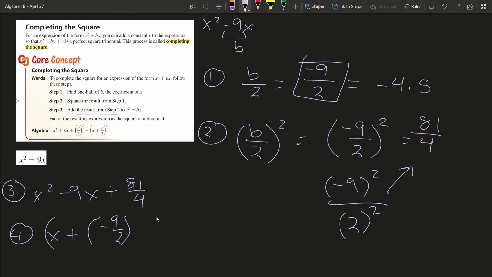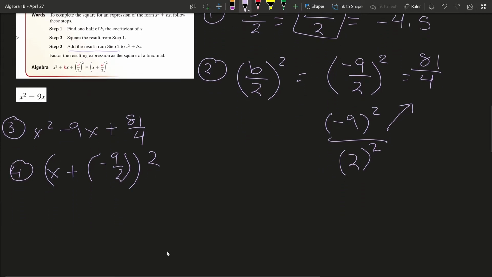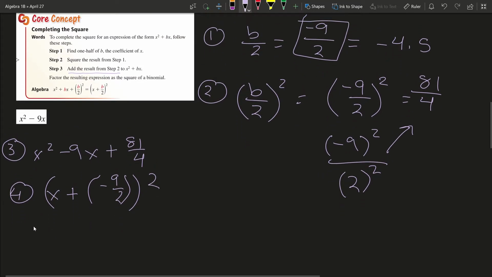And we're going to square this whole thing, right? Because that's what it says to do right here. And when we simplify that, we get, remember, positive times a negative is negative. So we have x minus 9 over 2 to the power of 2.